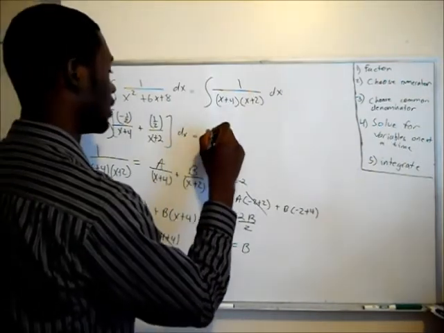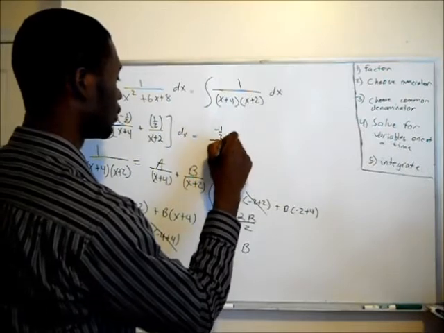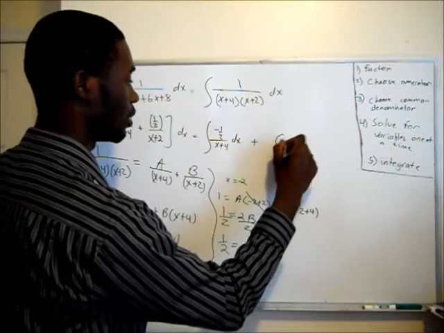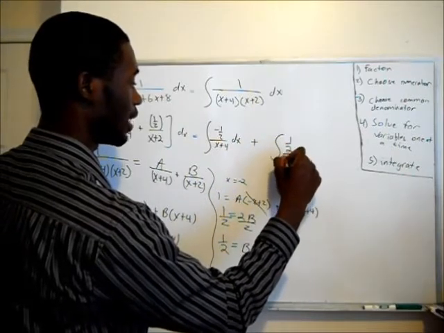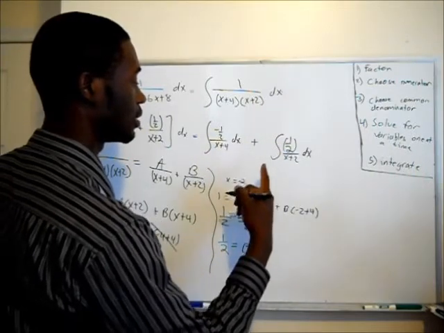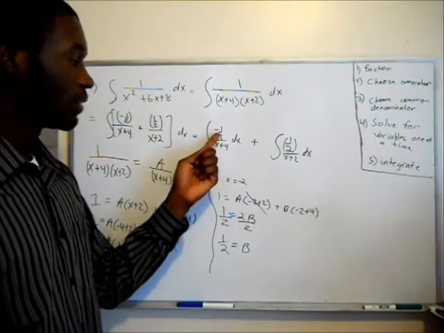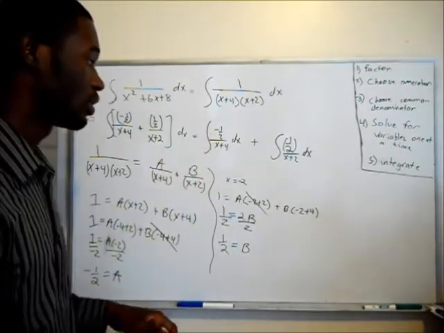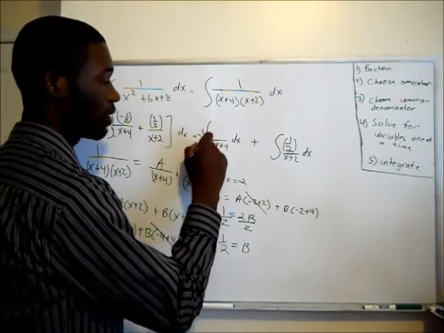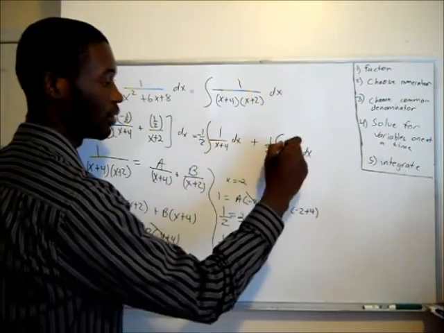And so I have negative 1/2 over x plus 4, the integral of that, plus the integral of 1/2 over x plus 2 dx. Okay? Good. And now I'm just going to pull the negative 1/2 to the front and the 1/2 to the front, because those are just constants. So it's going to be negative 1/2, and here it's going to be 1/2, and now the numerator is 1.